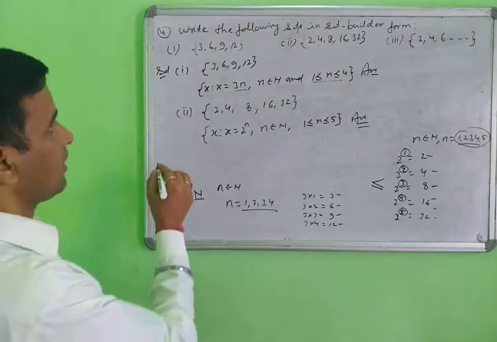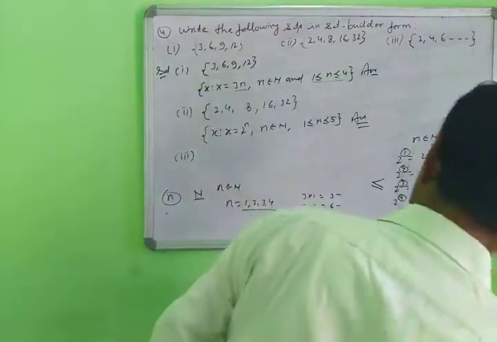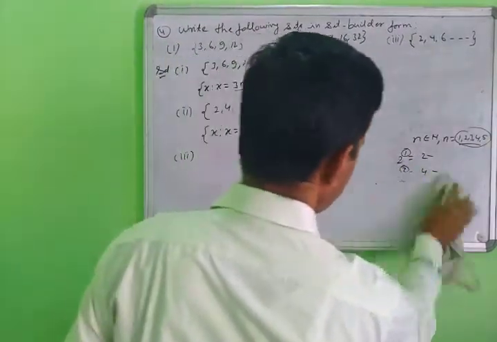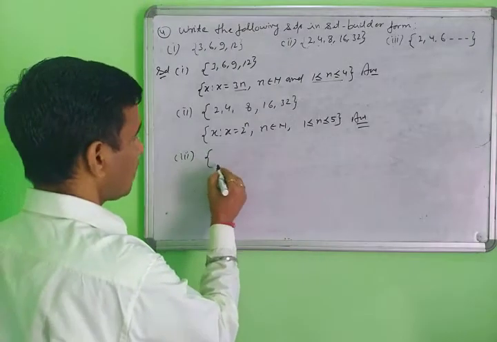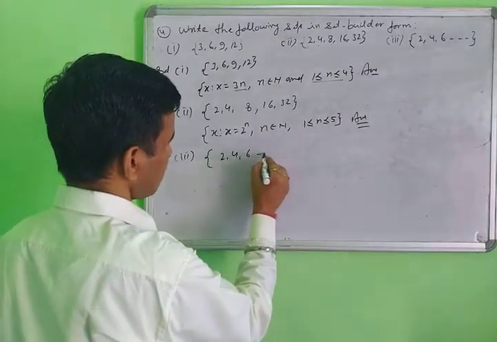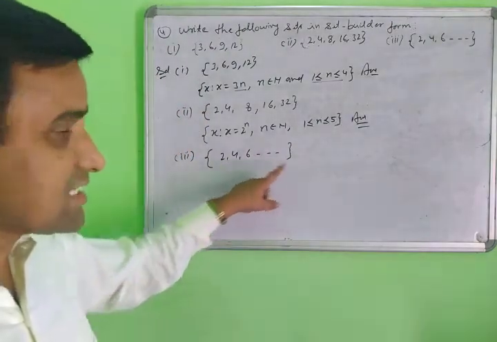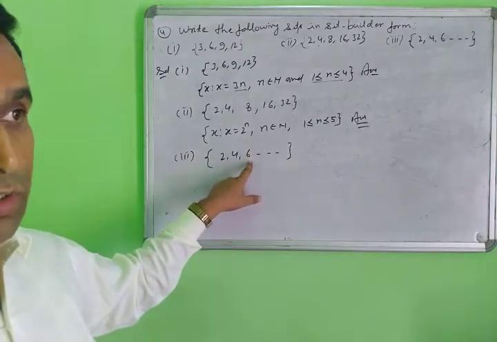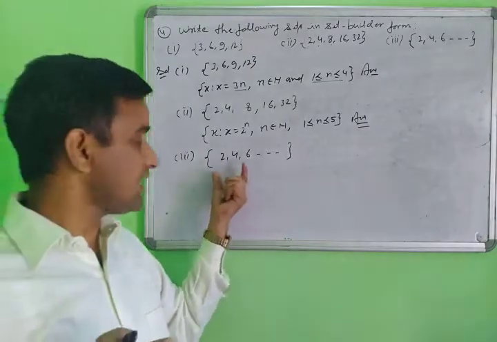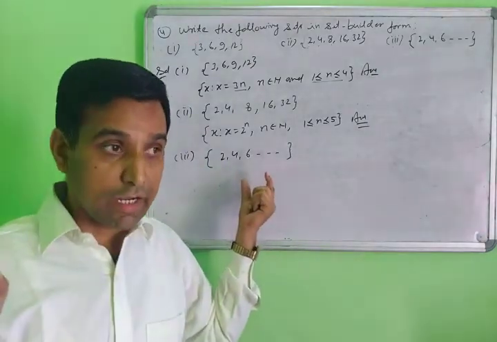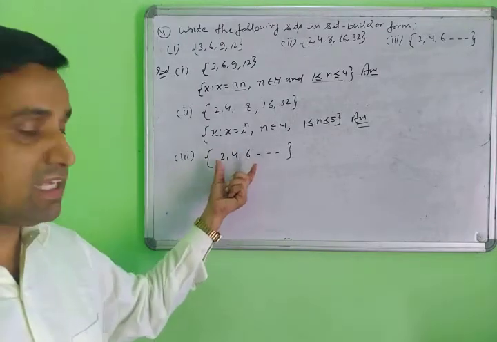The next, third part. The third part is given: 2, 4, 6, dash dash dash. First, you observe what is given here: 2, 4, 6. Remember, keep this in mind: these are the even natural numbers, not odd numbers, not whole numbers, not prime numbers. These are the even natural numbers.